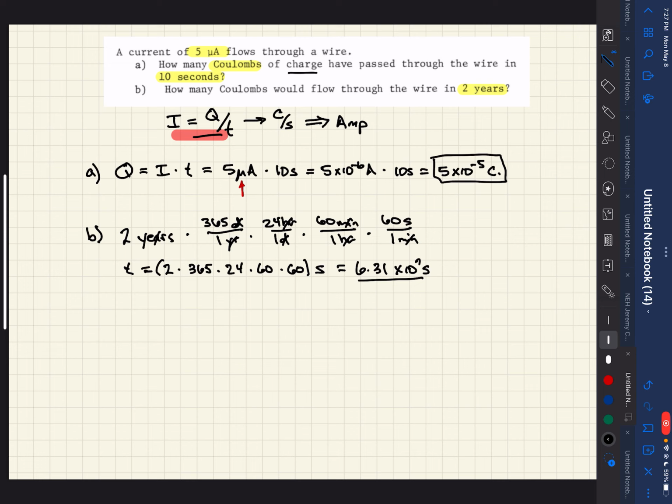So now that we have our time in the right format, we can go back to our original equation, which is Q, total charge, is equal to our current times our time. So in this case, we recall from before that our current is 5 times 10 to the minus 6 amps, and our time is 6.31 times 10 to the 7 seconds. And we put that in our calculator, calculate it out, and we should come up with 315 coulombs. So this is the amount of charge that would travel through our wire over 2 years.